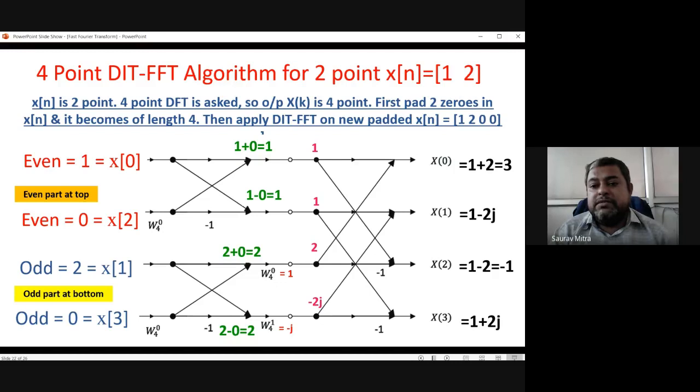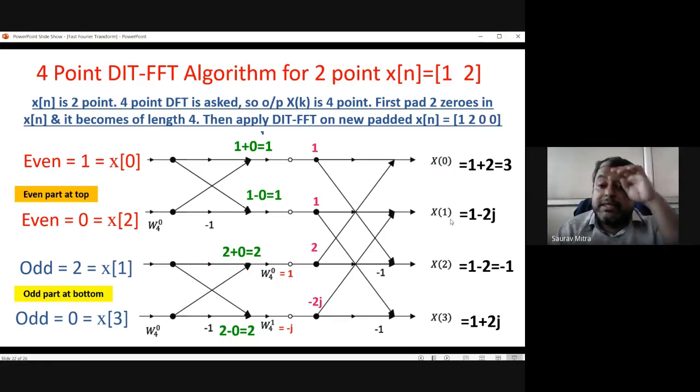Now, things to observe. The first line is nothing but the addition of all the components in xn. So xn is having 1 plus 2 plus 0 plus 0, that is 3. This is the DC component or strength of the signal. And the remaining 3 are the frequency level components. So x1 and x3 will be complex conjugates. So x1 is 1 minus 2j and x3 is 1 plus 2j.